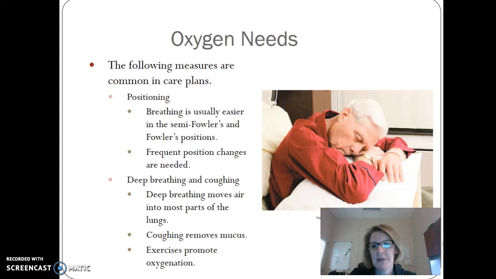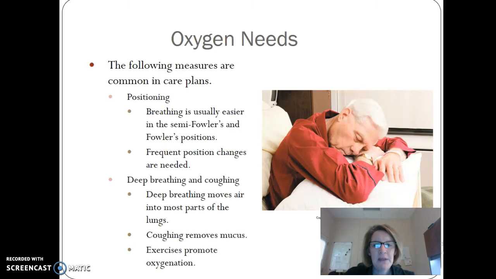Some patients, as you see in the picture on the slide, sit up but then might need to lean forward. So we're going to use pillows anytime that we need to position patients so they are a little more comfortable. Many times in the home care setting, patients will sit in a recliner chair and they might sleep in that recliner chair. That makes it easier for them to breathe.